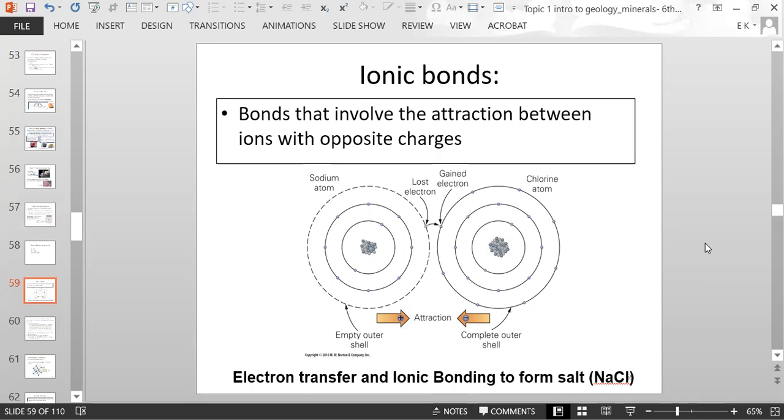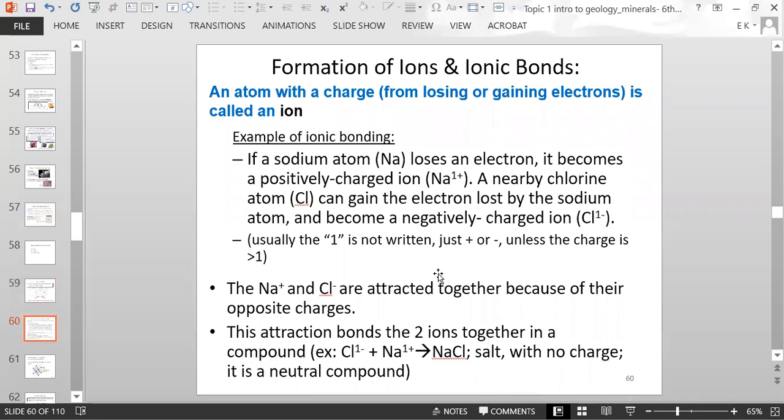Now, actually, when you eat salt, you're dissolving this bond. You're breaking this ionic bond, and you're tasting the chlorine atom on your tongue, and that is what you taste as being salty. So you're able to break this bond. Ionic bonds can also break if you put salt in water. The water is able to break up the ionic bond of salt.